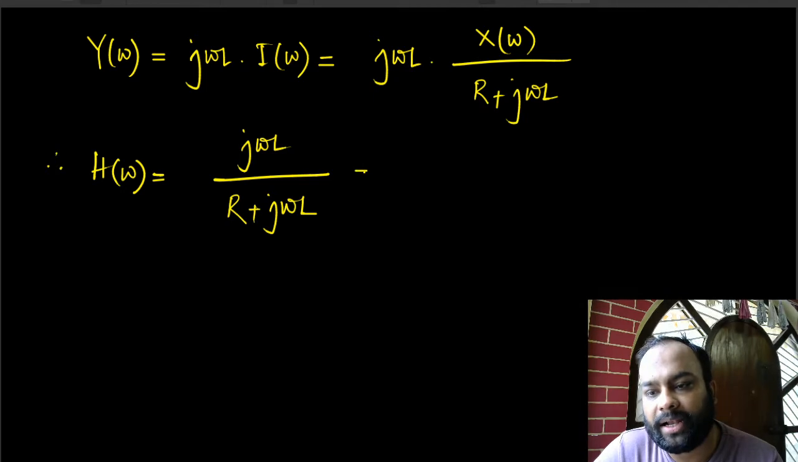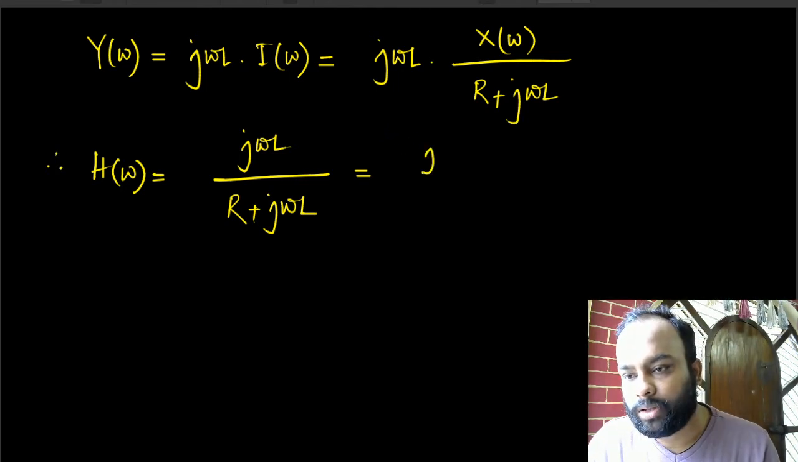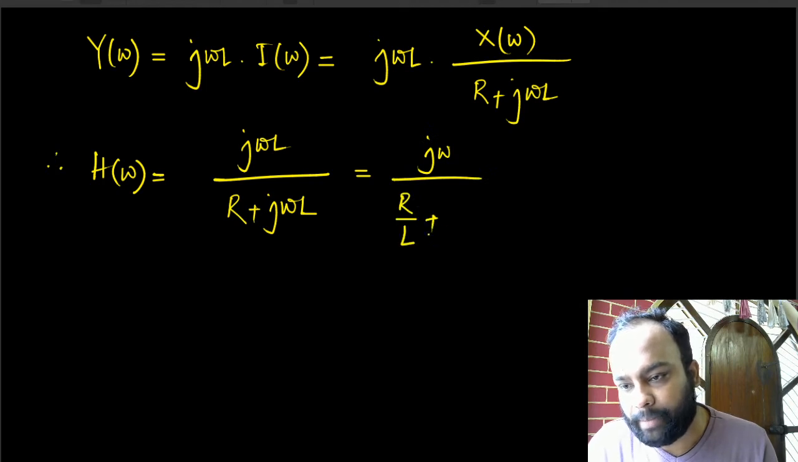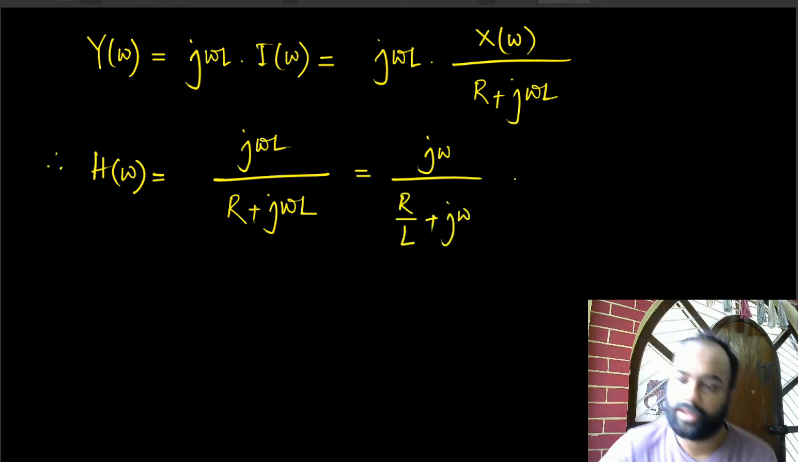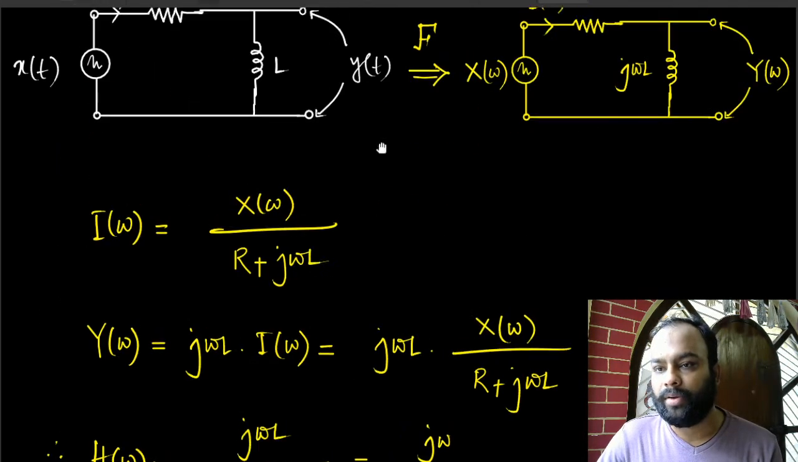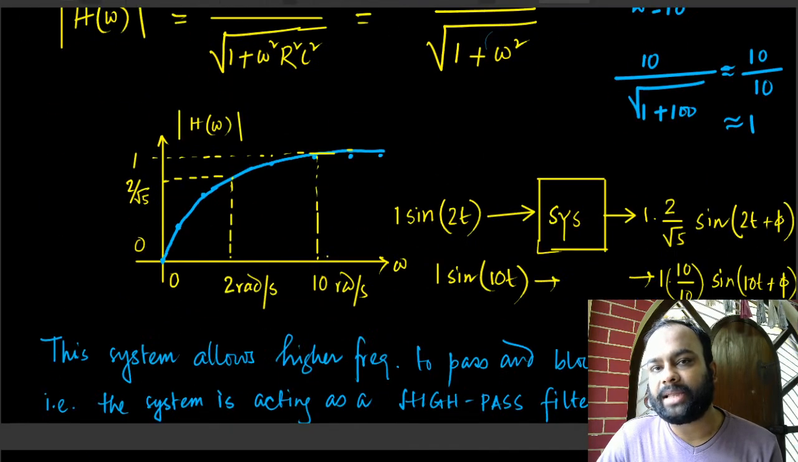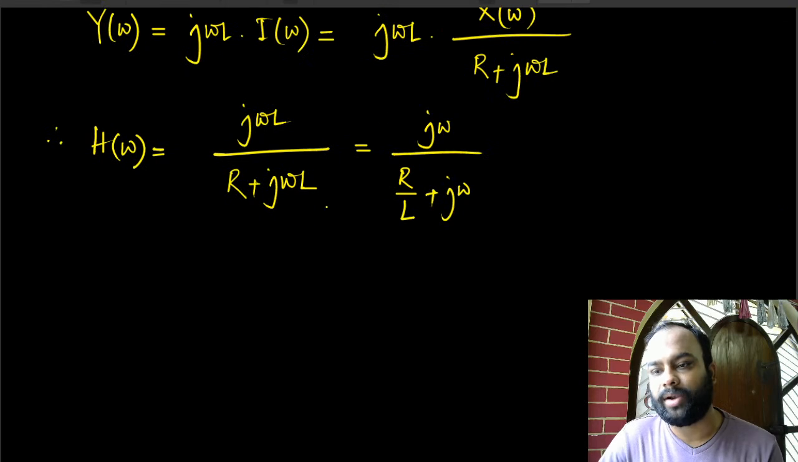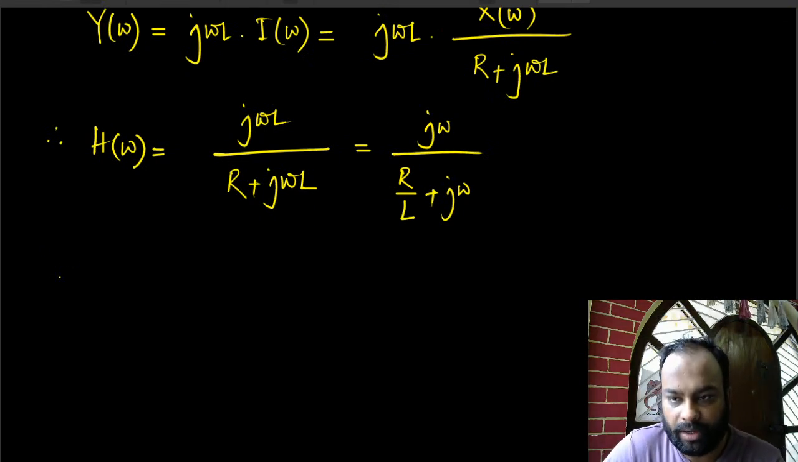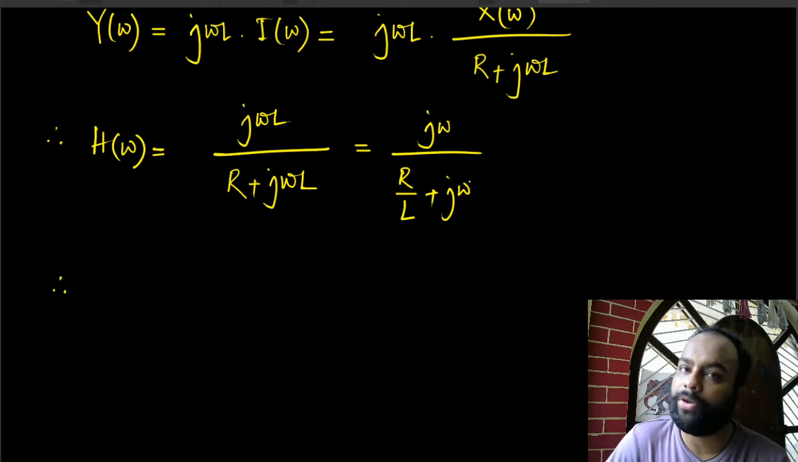Let's do a slightly more useful simplification. Let's divide the numerator and the denominator with L. So rather, I would have J omega on top, and I would have R by L plus J omega here. And this has some uncanny similarity with the previous example, right? In the previous one, I had something like omega RC by this. This kind of has some uncanny similarity with the previous one, right? So if I ask you, then find that frequency response.